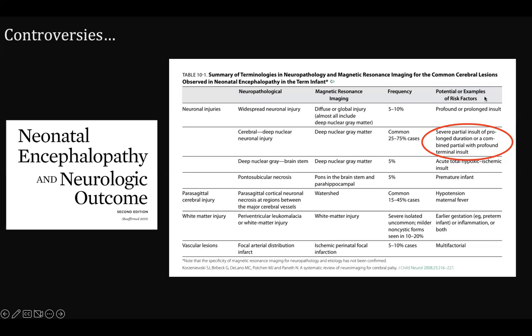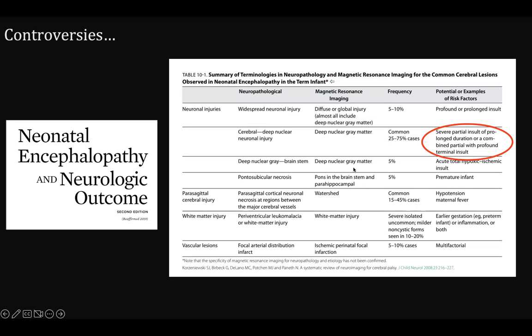But if you see the example of risk factor, they say that this is due to severe partial insult of prolonged duration, or a combined partial with profound terminal insult. So it's not just the profound near total insult that gives you that pattern. A profound or prolonged insult can give you widespread neuronal injury with the diffuse or global injury, and so on.